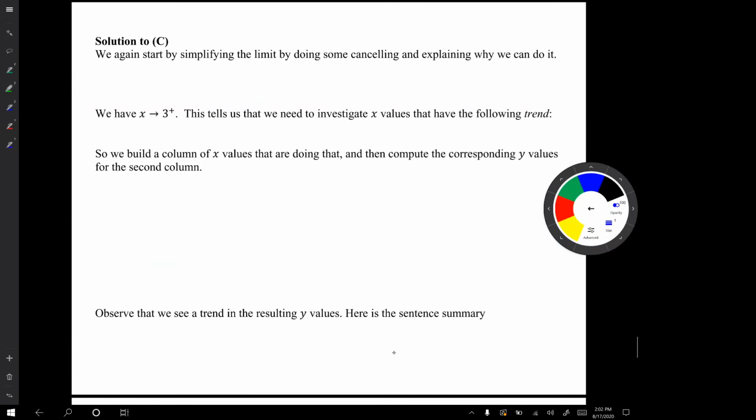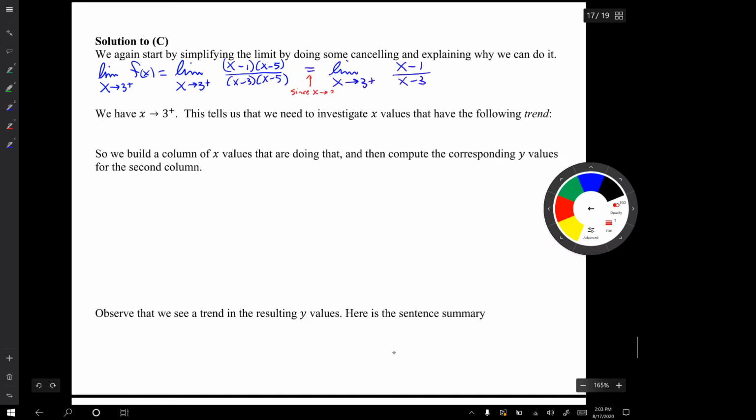All right, in question C, we're supposed to compute the limit from the right of f of x. So we will again start by simplifying the limit by doing some canceling, and we'll explain why we can do it. So first I'll write down the limit expression and then do the canceling. So the limit simplifies to this simpler limit as it did in question B.